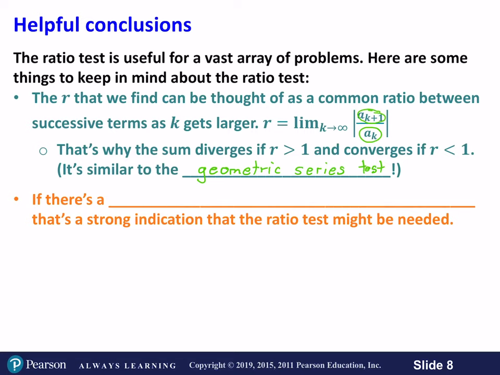And then, if there is ever a k to the k term or an exponential, so something like b raised to the k power, where b is just some number, or a factorial, something like k factorial or (k plus 1) factorial, if you have any of these terms, then that's a strong indication that the ratio test might be needed. In fact, almost every time you see a k factorial or any sort of factorial, you should go to the ratio test. That is your go-to option. Anything else will probably make you sad because you won't be able to come to a conclusion.